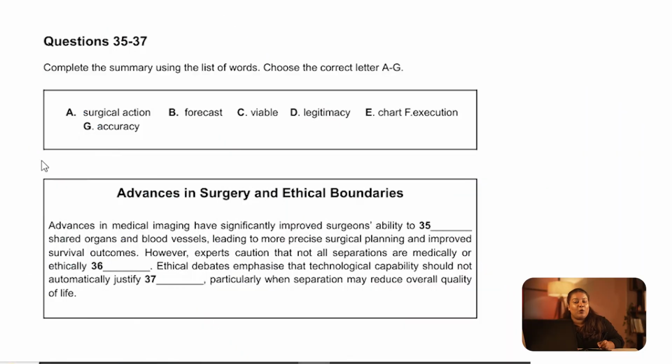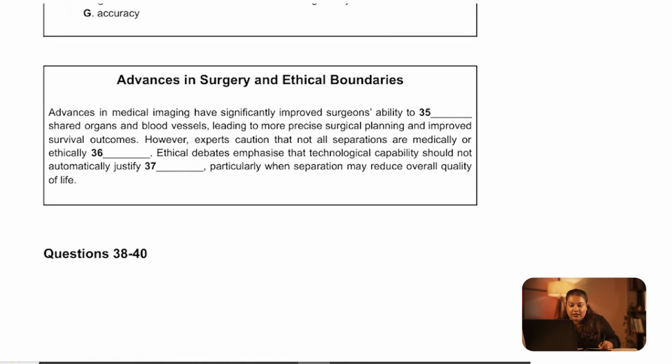All right, moving to question number 35 to 37. We again have summary completion type of question, and we have questions 35 to 37. Complete the summary using the list of words. Choose the correct letter A to G. And the heading here says advances in surgery and ethical boundaries. So now let's read question number 35. Advances in medical imaging have significantly improved surgeons' ability to blank shared organs and blood vessels, leading to more precise surgical planning and improved survival outcomes.